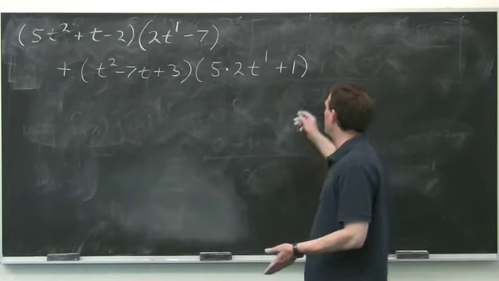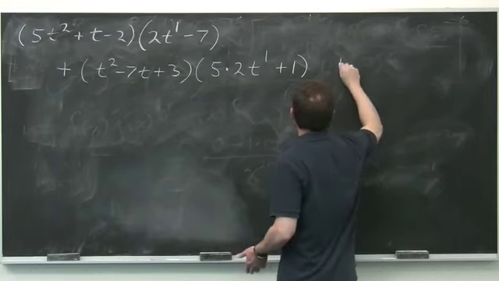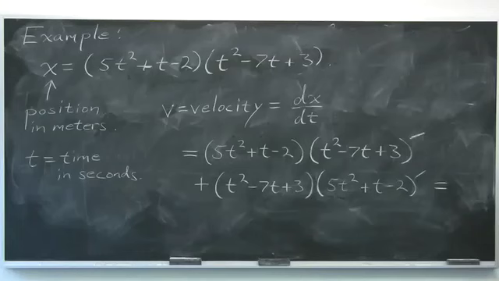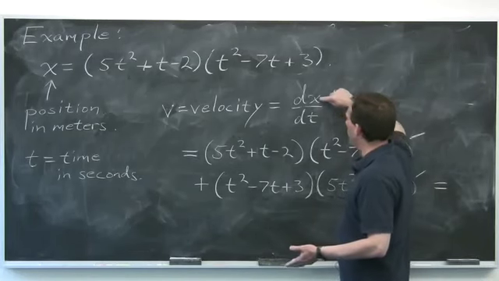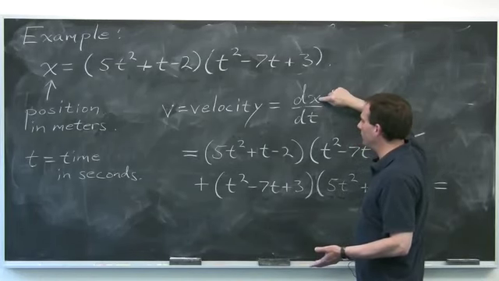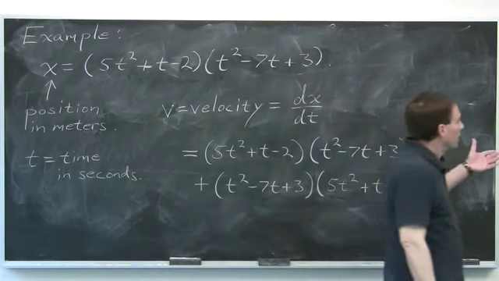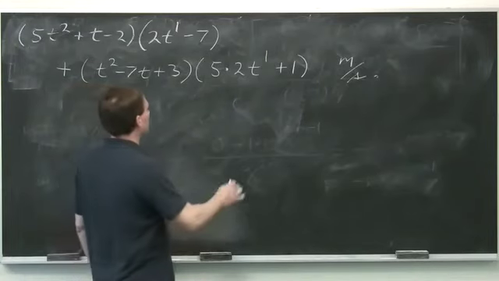Don't leave the, oh, this is meters per second, of course. The units on the derivative, you should never forget this. The units on your derivative are always the units of that variable divided by the units of that variable, so meters per second. This is in meters per second.